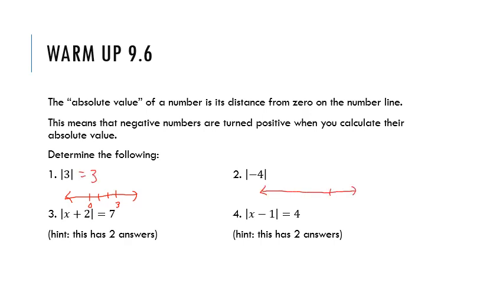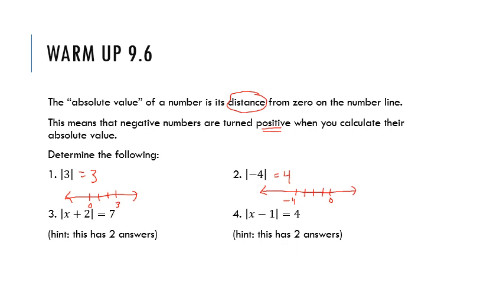Negative 4, right here, is 4 spaces away from 0. Absolute value is a distance, and distances are always positive, right? Does this make sense? Okay.